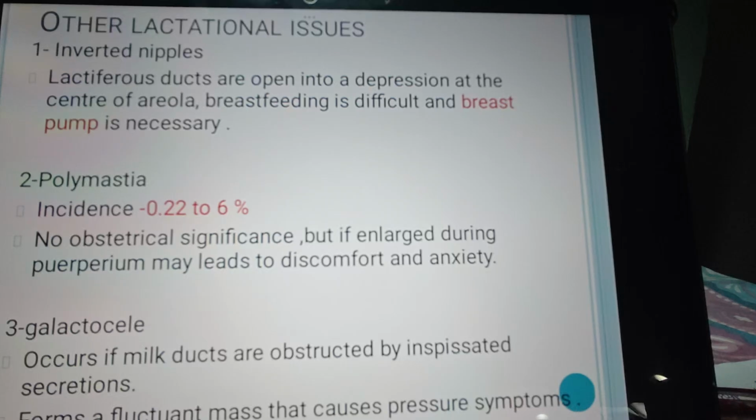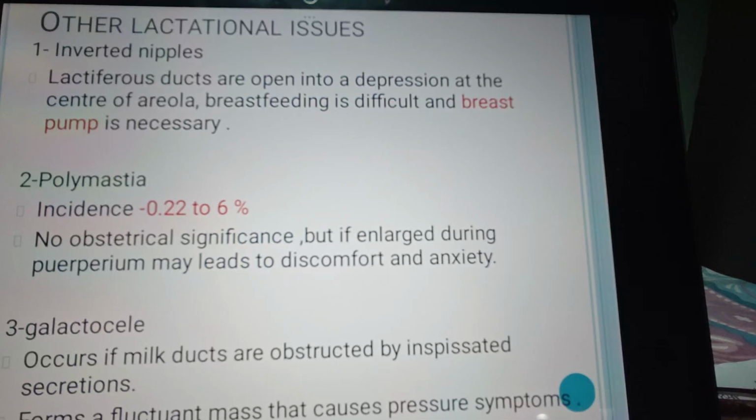So what are the other lactational issues that can occur? This can be inverted nipple, where lactiferous ducts open into a depression at the center of the areola. Breastfeeding is difficult because the nipple is not everted, and a breast pump is advised. Now what is polymastia? Polymastia is when the nipples are more than 2, and the incidence is seen in around 0.22 to 6% of cases, and in these patients the breasts get enlarged during puerperium, which can lead to discomfort and anxiety.